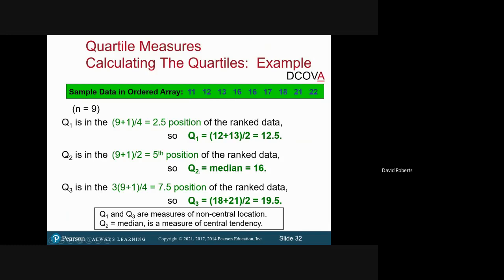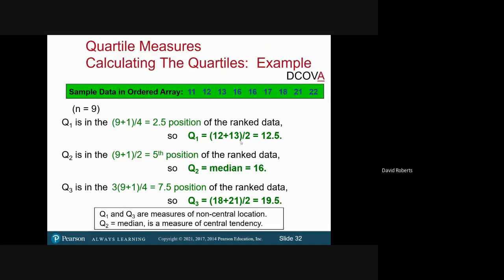All right, where is Q2? It is the 5th position. Q2 is also known as the median. So don't be surprised if you get that on a test. The median is also known as Q2. So that would be value number 16, which would be 11, 12, 13, 16 is the 4th, but 16 is also the 5th one. So there's 4 values to the left, there's 4 values to the right. So it's the position in the middle.